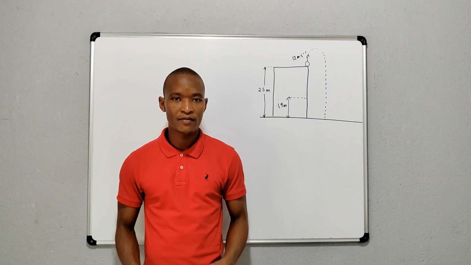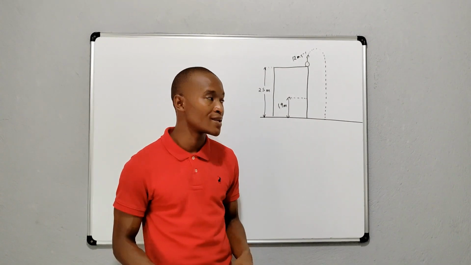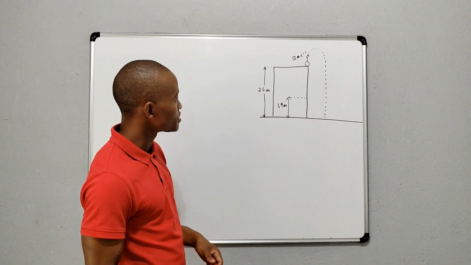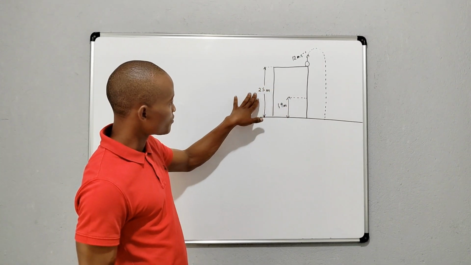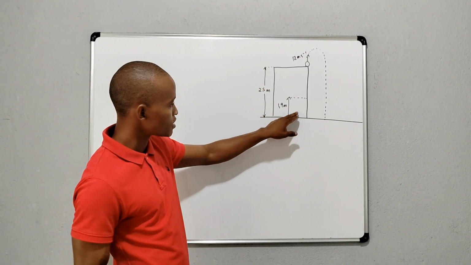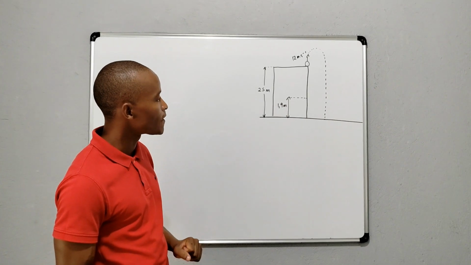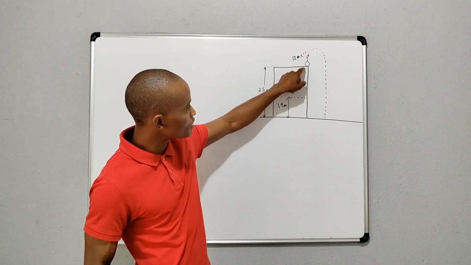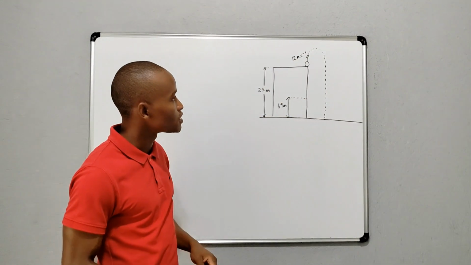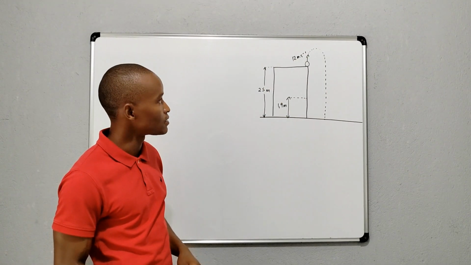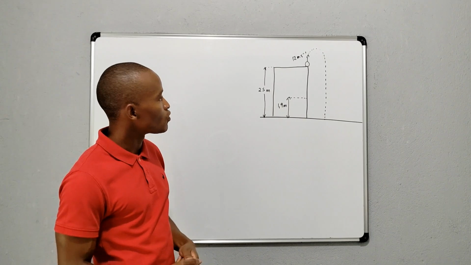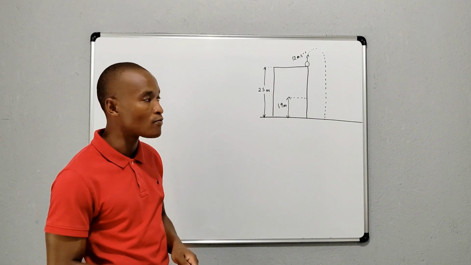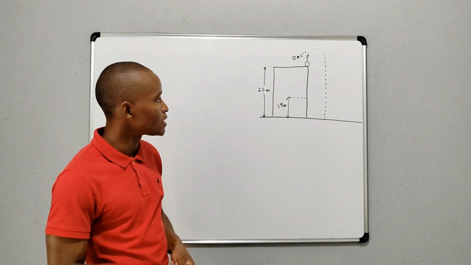Alright, so we are given a scenario in words and also with an accompanying diagram, as you can see here on the board. There's a building which is 25 meters high, and there's a door which is 1.9 meters high, and from the top of the building a ball is thrown vertically up at an initial velocity of 12 meters per second. We are asked in 3.1 to define what free fall is.